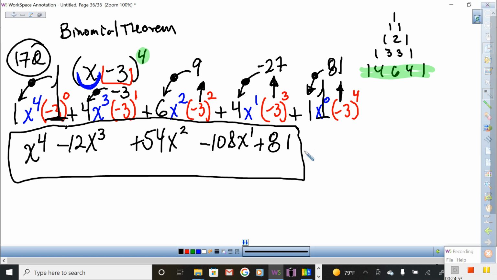Go to number 17 on your study guide. Do that one by yourself, please. And that's how you use the Pascal Triangle for the Binomial Theorem.